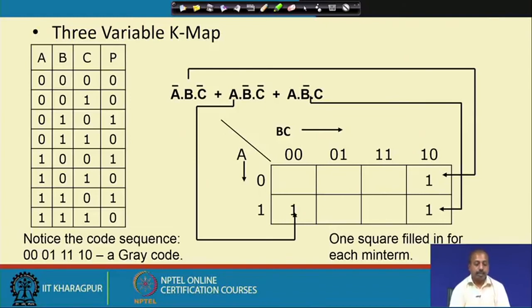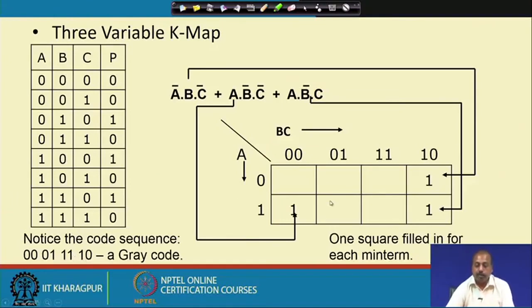You will see later that this is a type of coding where only one bit changes between successive terms. That is called a gray code. So, from 0 0 to 0 1 only the LSB is changing. Similarly, 0 1 to 1 1 only the second bit is changing, and 1 1 to 1 0 again only the LSB is changing. When only one bit is changing, we get a gray code.